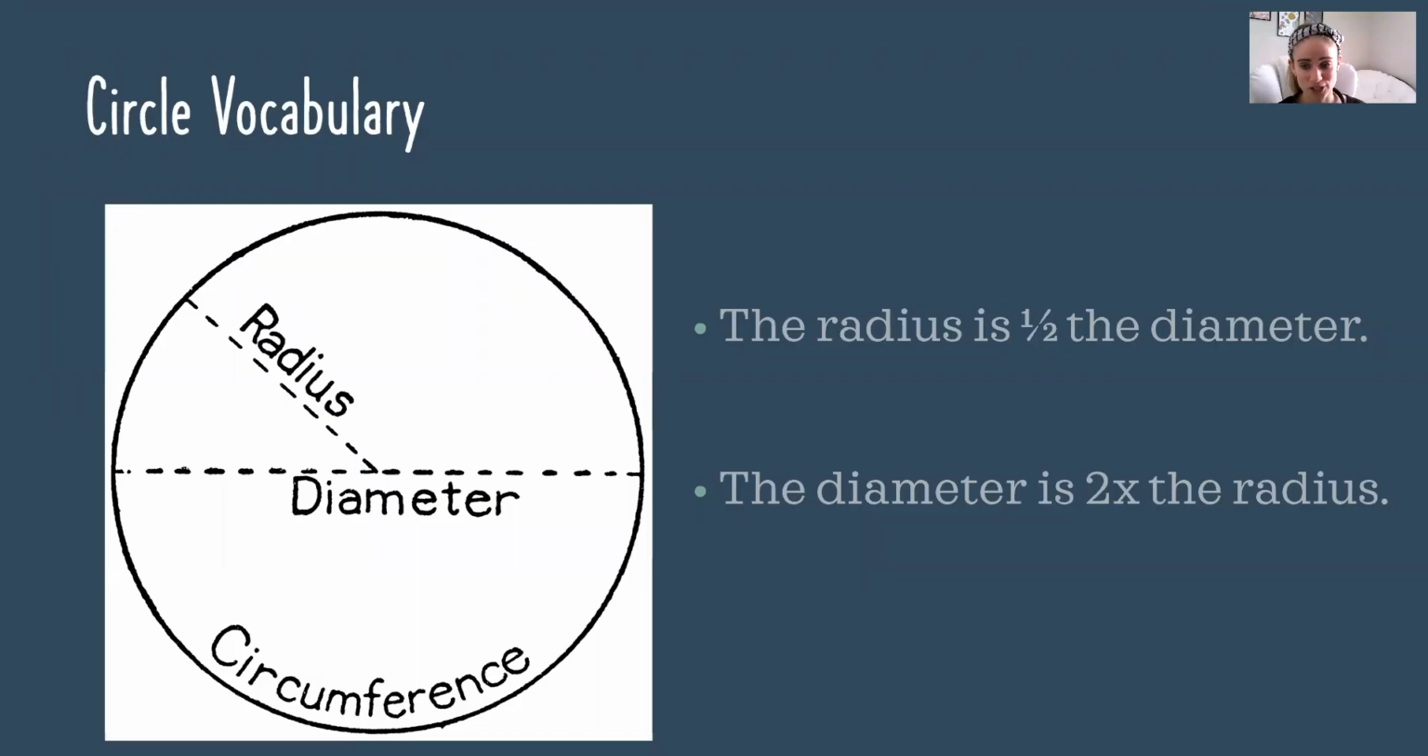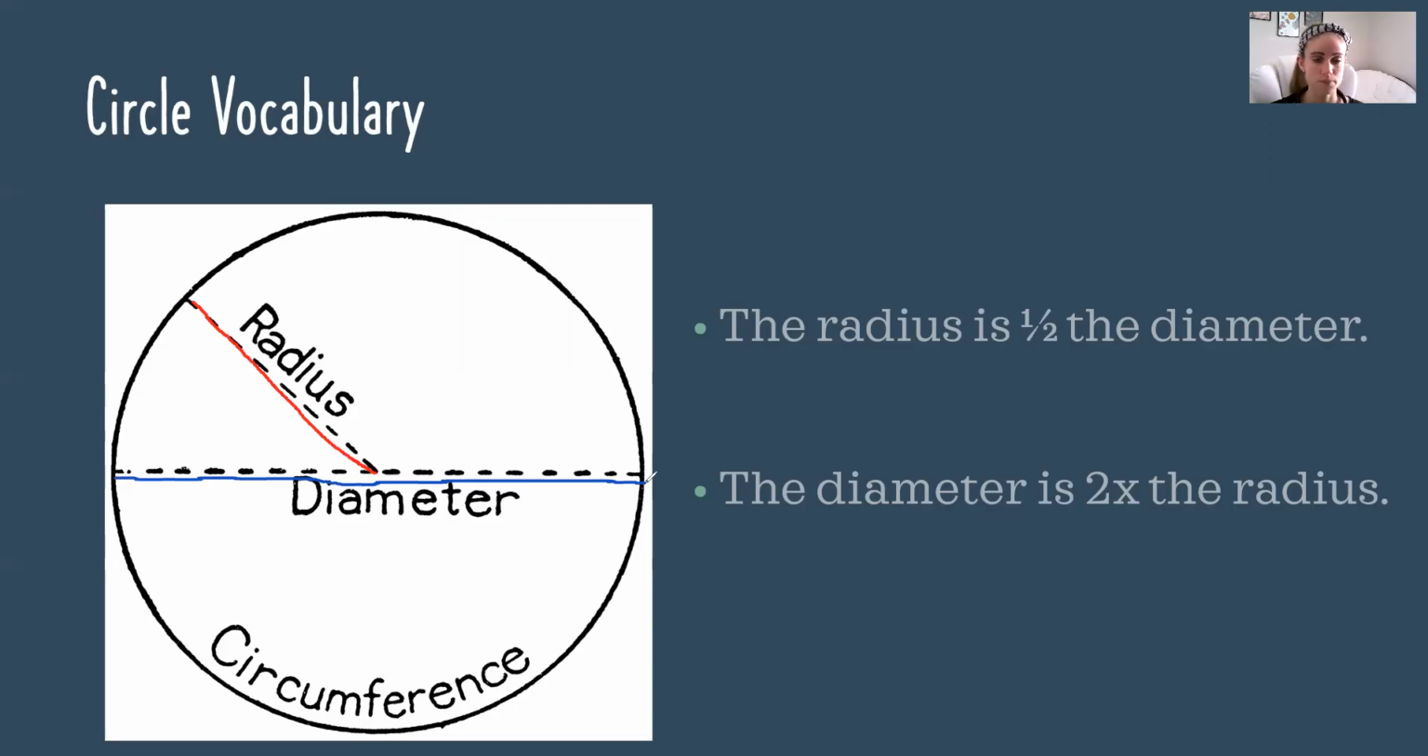Two very important things to know about a circle are the radius and the diameter. Our radius is the distance from the center of our circle all the way to an outer edge. Our diameter, on the other hand, goes all the way directly through your circle. It goes from one end, hits the center, and goes all the way to the other end, straight through the center from edge to edge.